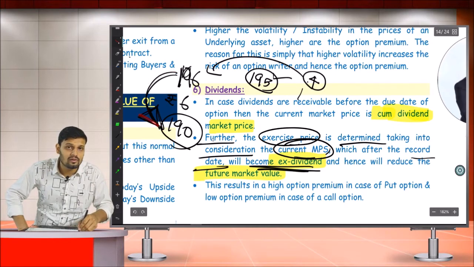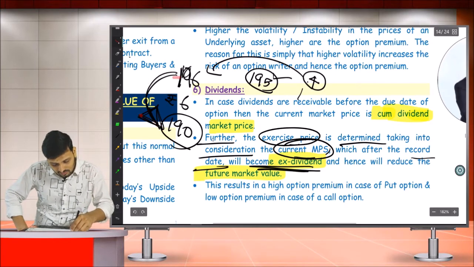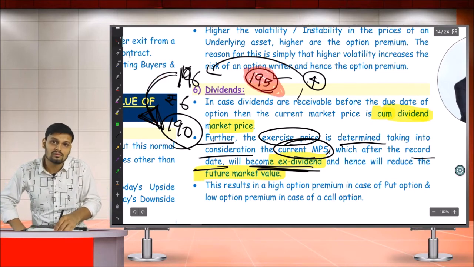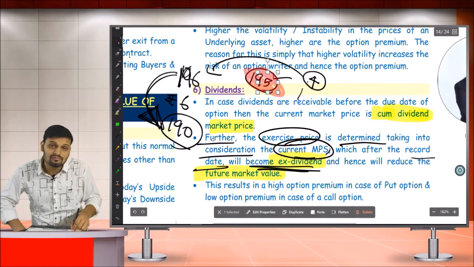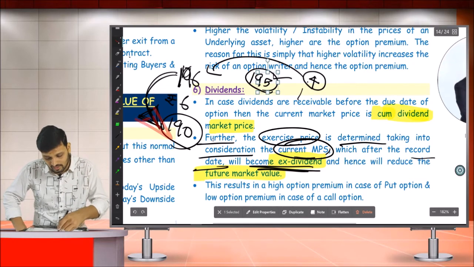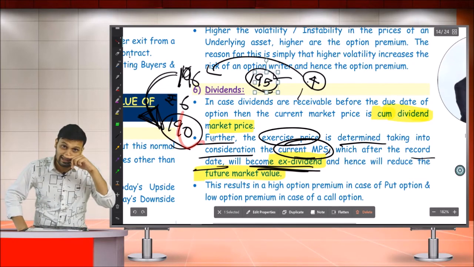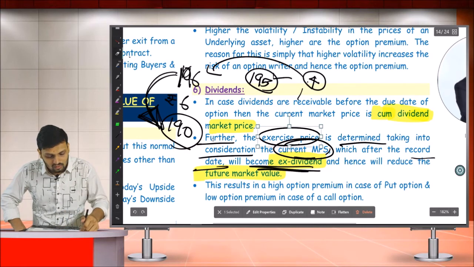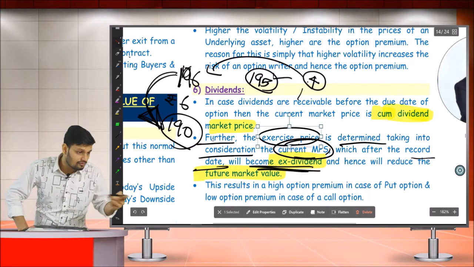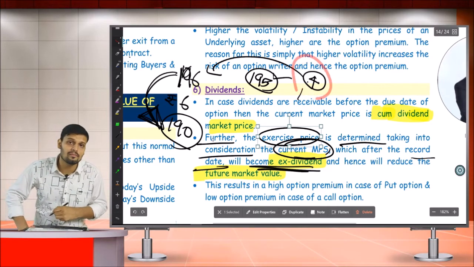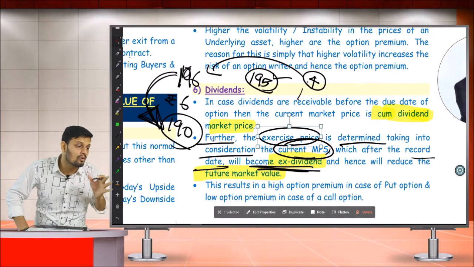This I have already explained to you with the help of futures. If this price is coming to 190, can I tell, I was planning to buy it at 195. I will make a loss of 5 rupees, which I already know. I already know this price will come down to 190. Hence, I will make a loss here. So, what will I do now? I will go and tell the seller of call option: hey, seller of call option, right now you are demanding 4 rupees of premium. I am not willing to pay 4 rupees of premium.